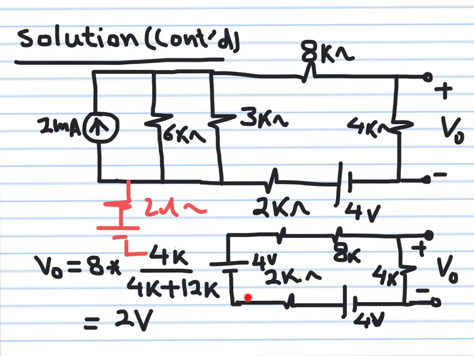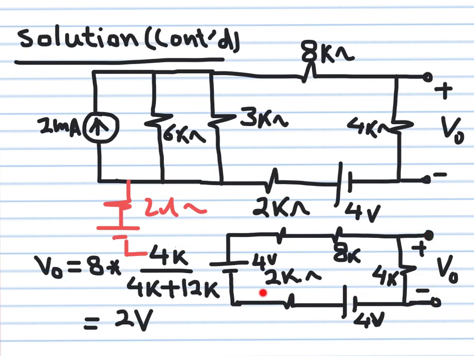So this is now how the circuit looks like after I did this sequence of transformations. This is 4 volts. This is 2K. I still have my 8K there. I still have the 4K there. I have the source and its resistance. Now the circuit is one loop. I now can use current division, voltage division to get the voltage here.